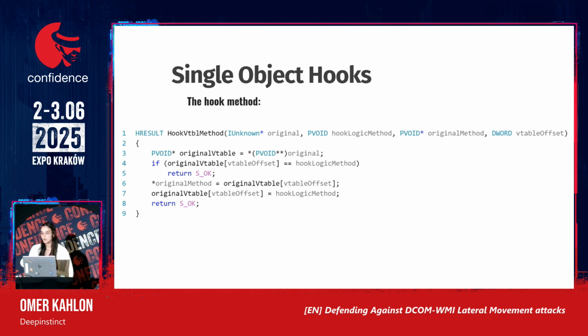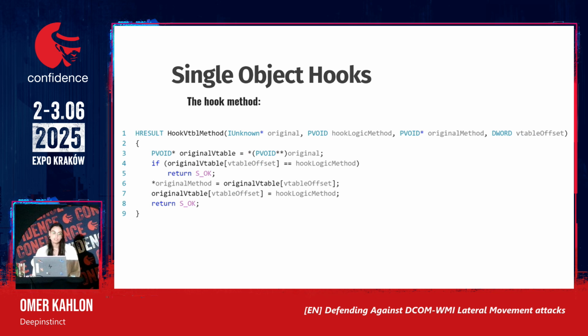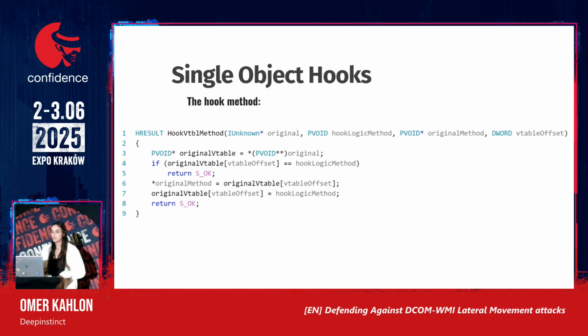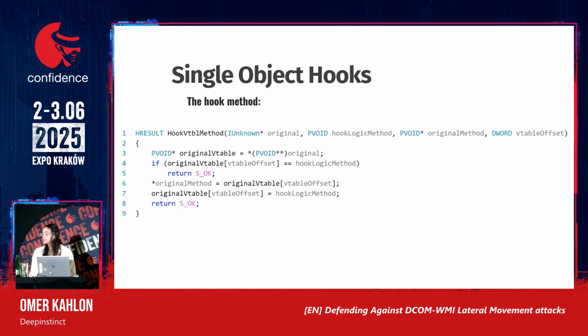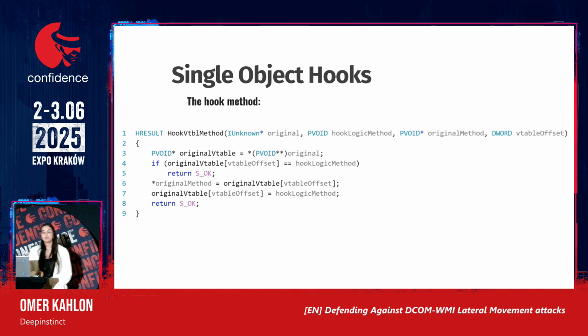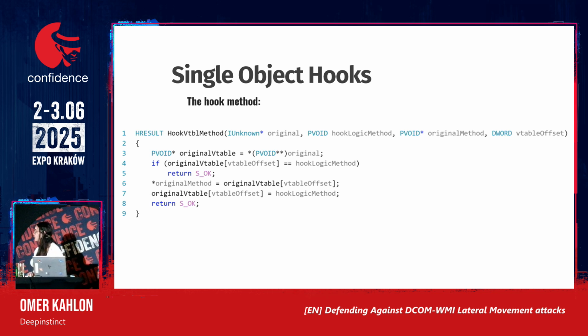So this is the hook vtable method, and its implementation is quite simple. First, we check if the method we want to hook is already hooked by comparing the method address inside the vtable with our hook function address. And if they match, it means the hook is already in place. And if not, we simply place the hook by replacing the original method pointer with a pointer to our hook method.